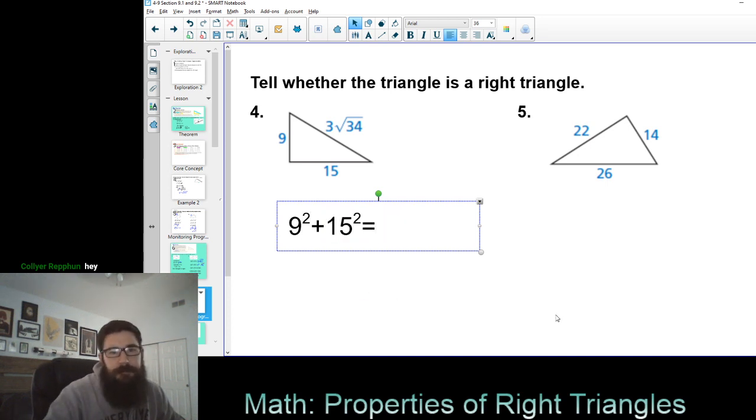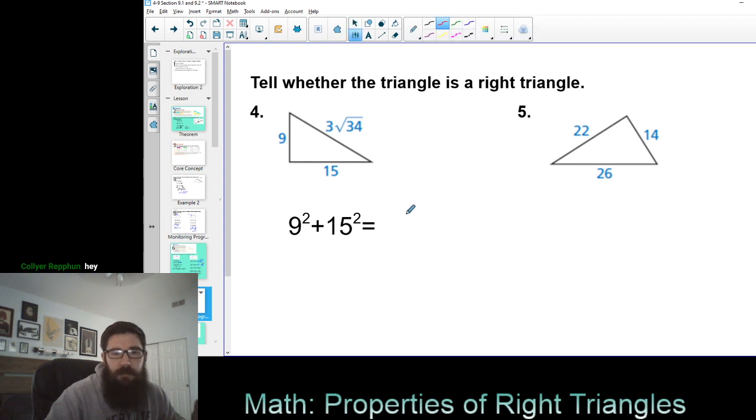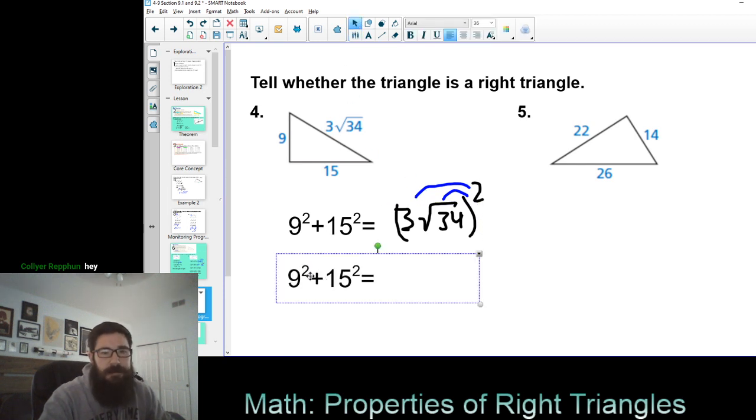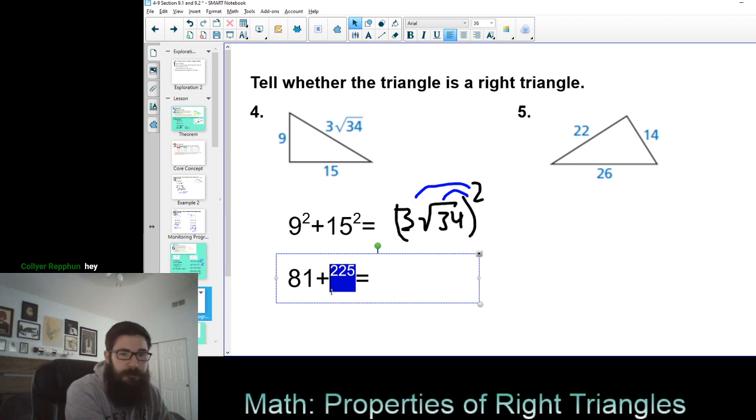I'm going to clean that out. So I'm going to have on the right side of my equal sign a 3, let's pick a darker color, 3 times the square root of 34. All of that goes in parentheses, and then it gets squared. I'm going to bring this squared into both parts, both the 3 and the root 34. Let's see what that's going to turn into. 9 squared is going to give me 81. From the last problem, 15 squared is going to give me 225.